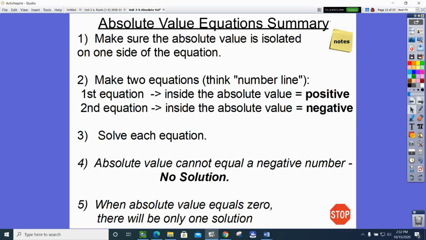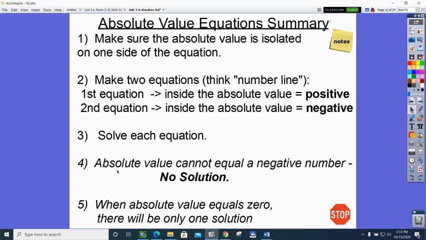So basically what we found is there's sort of 3 things that can happen. We started talking about that at the very beginning, that there were 3 possible things that could happen. To figure out what's going on, the first thing you're going to do is make sure the absolute value is isolated on one side of the equation. So do the math of everything surrounding the absolute value. Then, once you've done that, you're going to make 2 equations usually. Think the number line. You're going to take what's inside the absolute value and set it equal to the positive. You're going to take what's inside and set it equal to the negative. And then you're going to solve those equations.